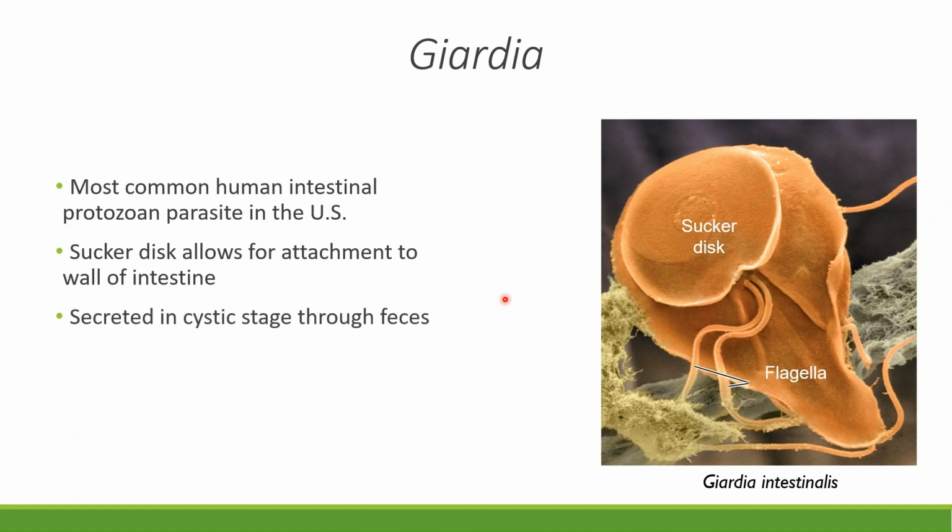And they are secreted in a cystic stage, and they go through the feces. That cystic phase is very tolerant to inhospitable environmental conditions, which makes them so resilient in waterways and present just about everywhere. So that is Giardia intestinalis.